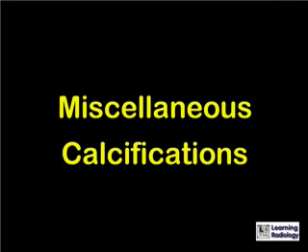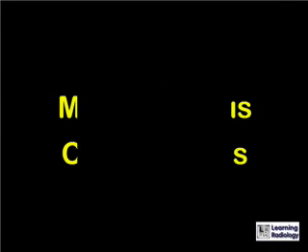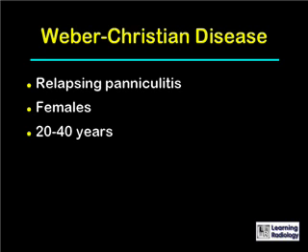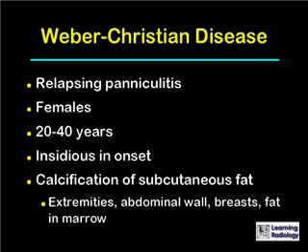Miscellaneous calcifications. Weber-Christian disease is a rare disease. It is relapsing panniculitis. It almost always occurs in females between 20 and 40 years of age. It's insidious in onset. It may involve painful bouts which result in calcification of subcutaneous fat in the extremities, the abdominal wall, the breasts, or the fat sometimes in marrow.